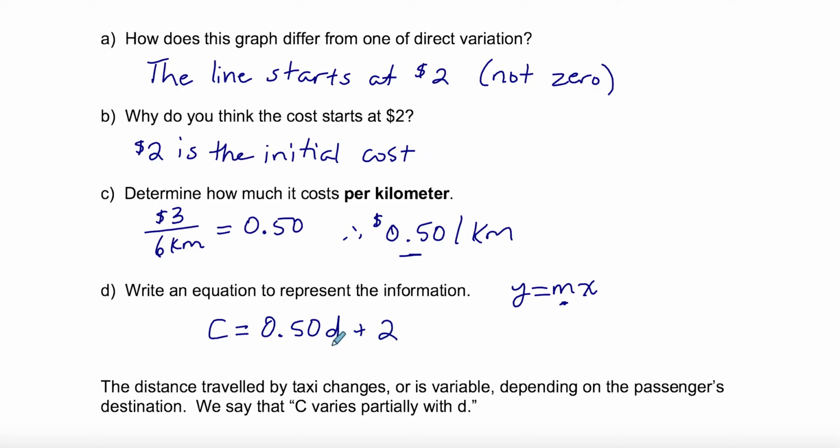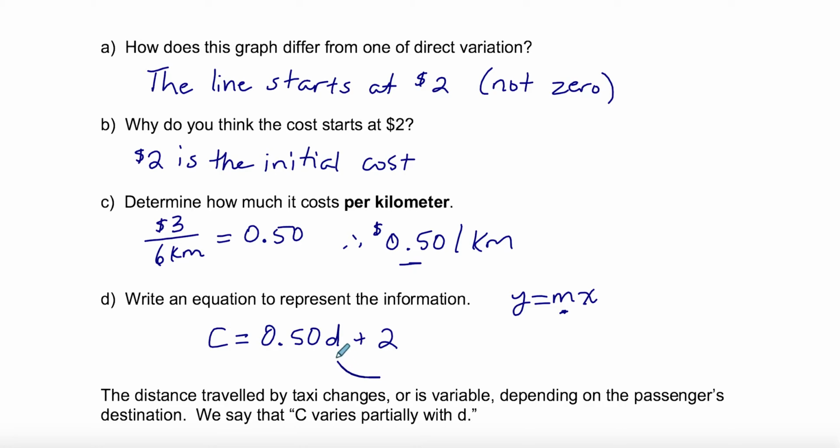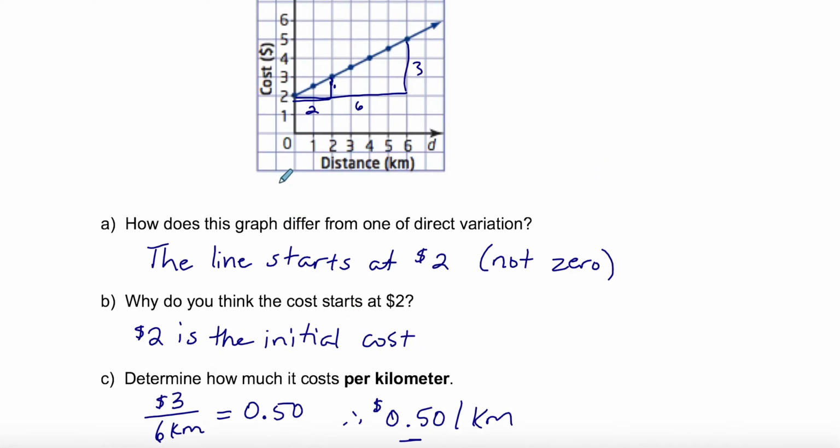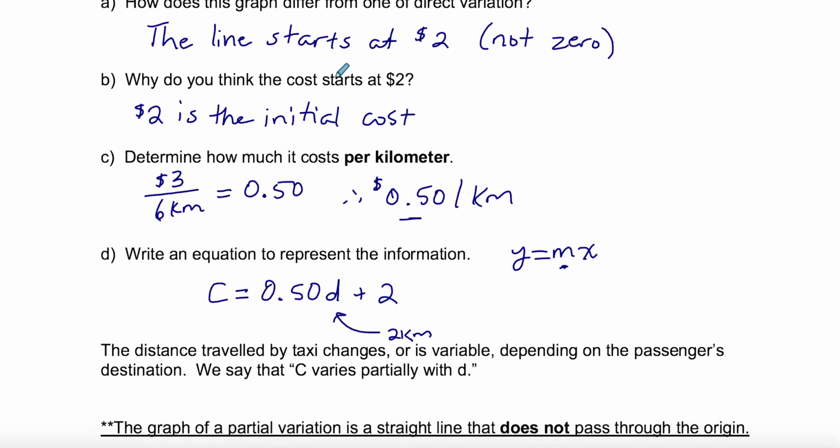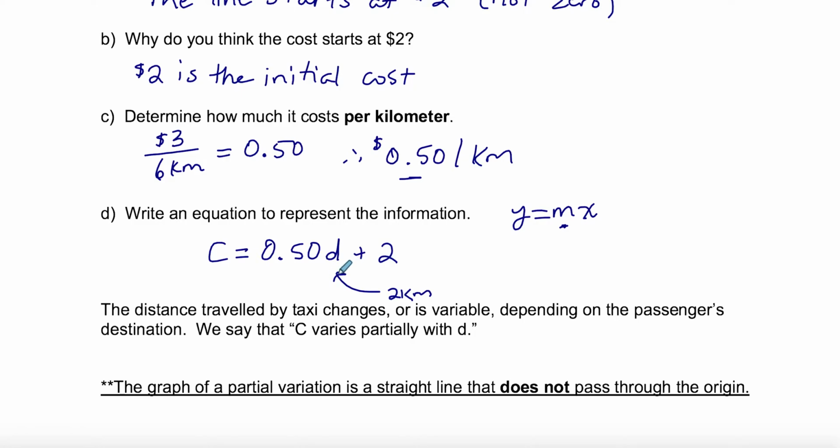Our rate per kilometer still has a letter beside it. It has a variable beside it. This is our constant of variation, but now we also have an initial value. If we were going to sub in, let's say, 2 kilometers, how much would it cost to go 2 kilometers? Well, 50 cents times 2 is $1 plus another $2 initial fee. So to go 2 kilometers, we have $3 from our graph. So this equation would work no matter what value we sub in for d.